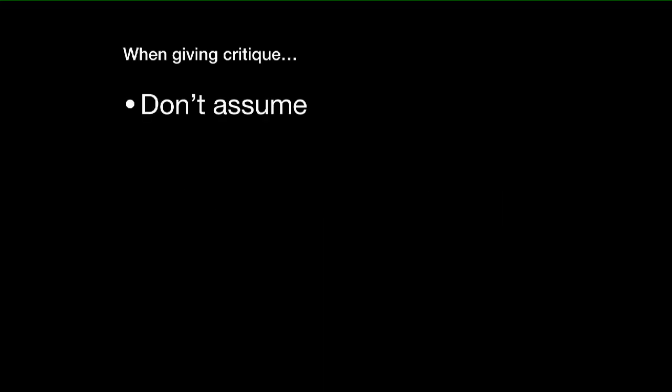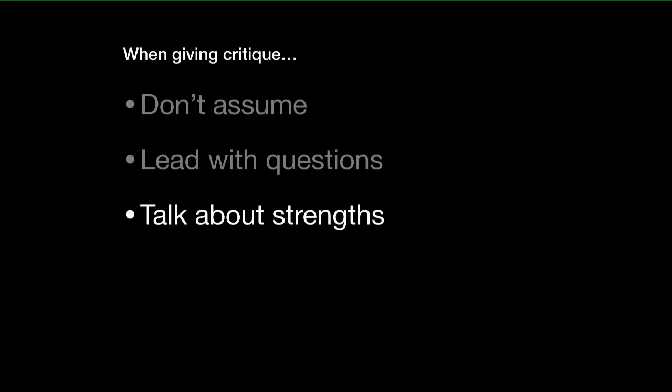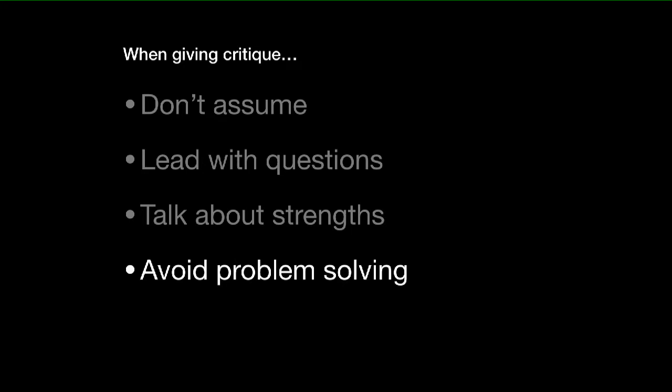And they gave some tips about giving critique. Don't assume. Find out the reasoning behind the design thinking, the constraints or other variables. Lead with questions. Show an interest in their process. Talk about strengths. It isn't just about the things that aren't working. And avoid problem solving. This is a key one, I think, especially in group discussions, because if you start problem solving during a critique, you're no longer focused on the solution that's being critiqued. And inevitably, people in the room will start thinking about another solution, and if they vocalize that, other people in the room start critiquing and thinking about problems with that solution, and there may be even more people in the room that will start thinking about other ways to solve that problem.